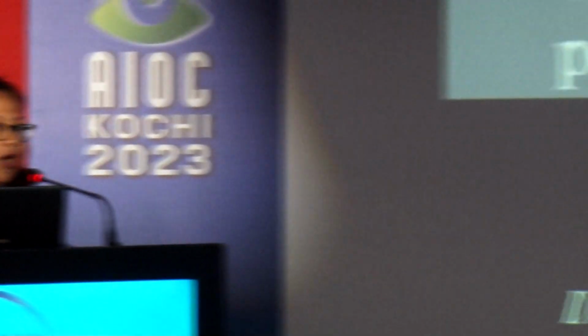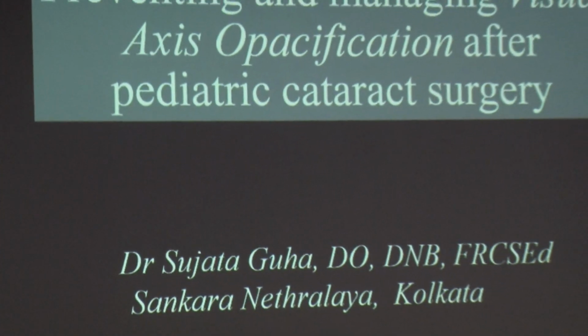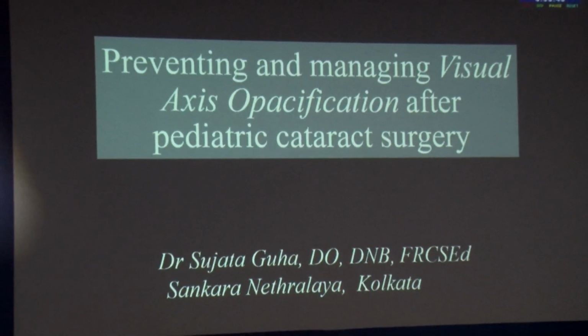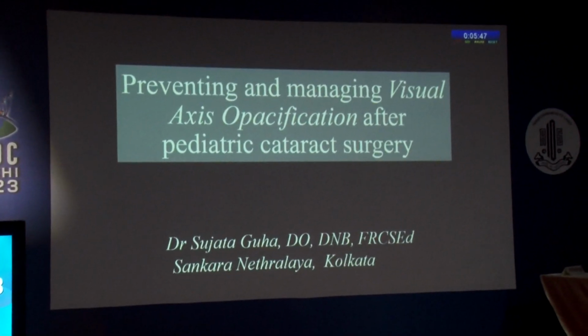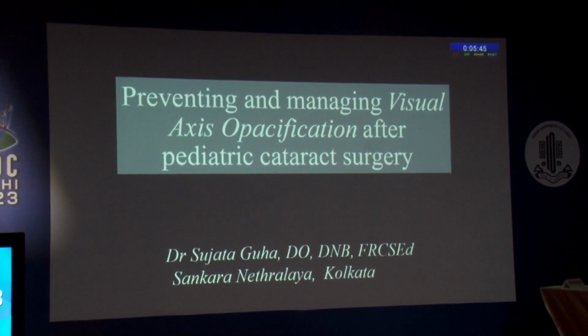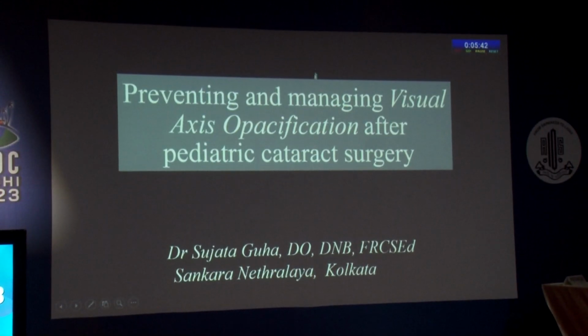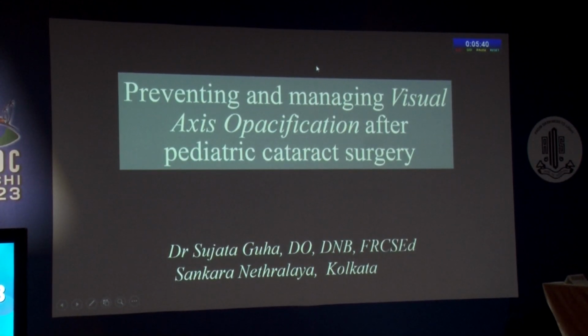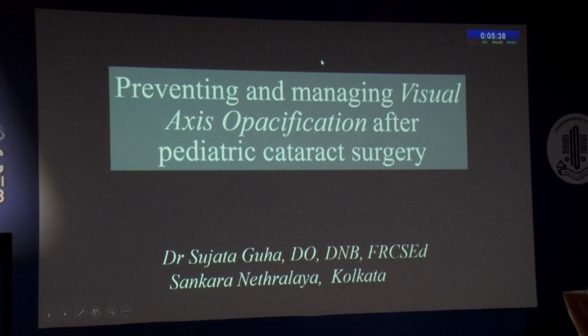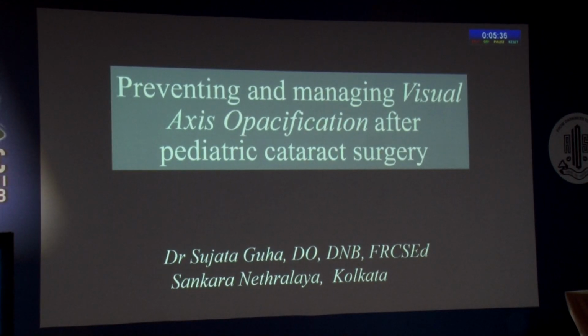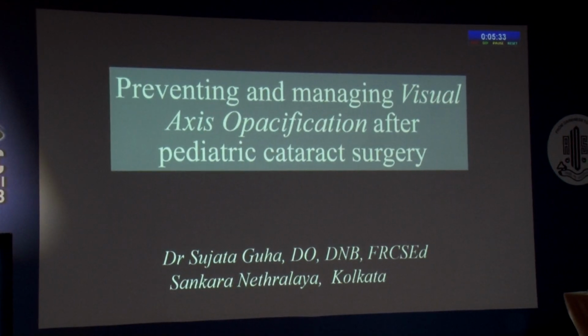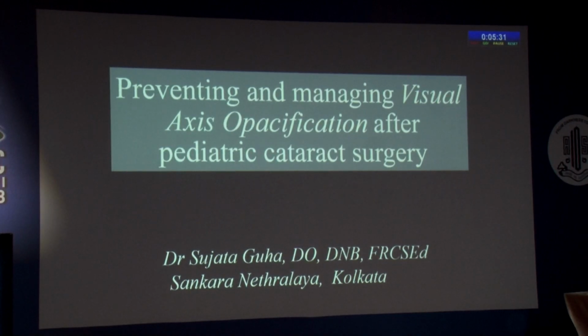Now, visual axis opacification is one of the most common and important complications of pediatric cataract surgeries. And if you leave the posterior capsule intact, the opacification rate is 100%. If you remove the posterior capsule and retain the anterior vitreous or the anterior hyaloid, the opacification reduces by 60%. And if you remove both the posterior capsule and the anterior vitreous, the visual axis opacification reduces by 6%.